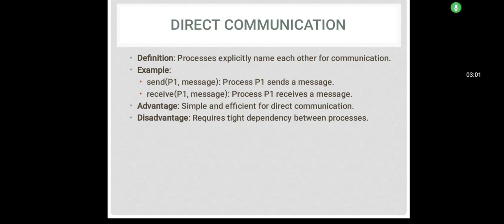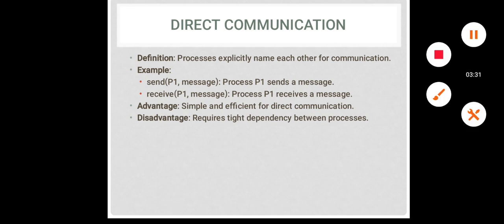And next, direct communication. Processes explicitly name each other for communication. For example, sender: send(P1, message), the process sends the message. Receiver: receive(P1, message), the process receives the message. This is the example of direct communication. Advantages: simple and efficient. Disadvantages: tightly coupled, making it less flexible.